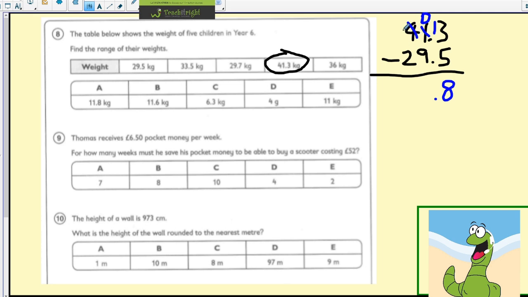Again, I have to borrow now from my tens. It becomes 30. Which means that becomes 10. 10 becomes 1. So 118 kilograms. Or 11.8 kilograms. Final answer.